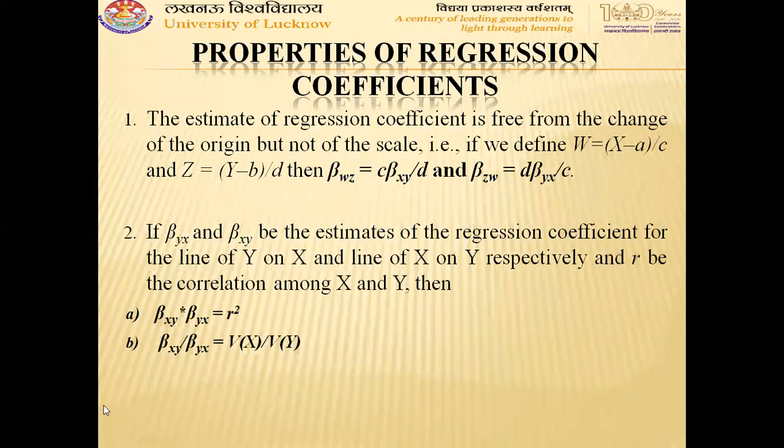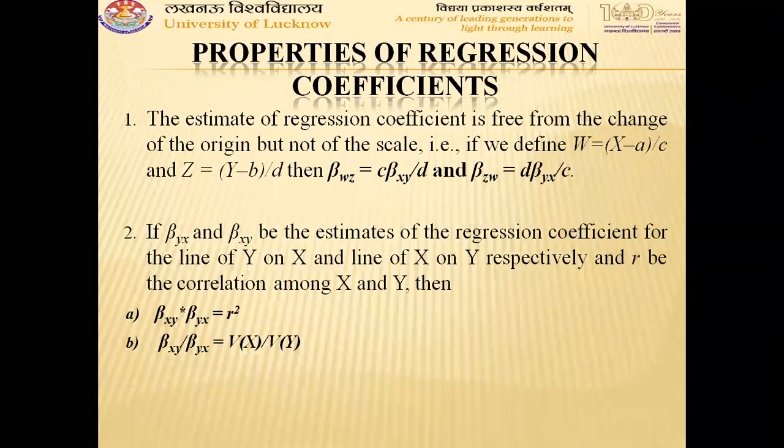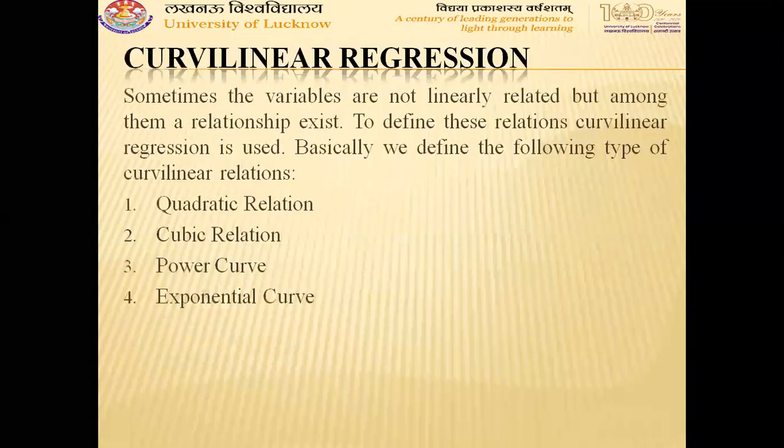And if we take the ratio of these regression coefficients or slope parameters, that is beta xy upon beta yx, then it will be similar to the ratio of variance of x to that of variance of y. That is, beta xy upon beta yx is equal to variance of x upon variance of y.